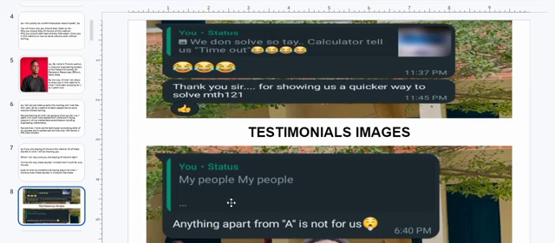You understand? These are my students that I showed this thing and they have used it in their examination, and it was like anything apart from A is not sure for us, because it is very sure you're going to have A, you're going to come out in flying colors after staying to the end of the webinar.